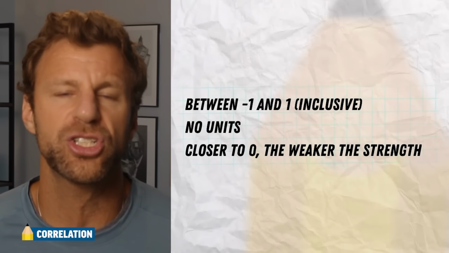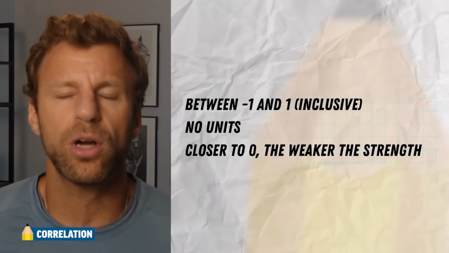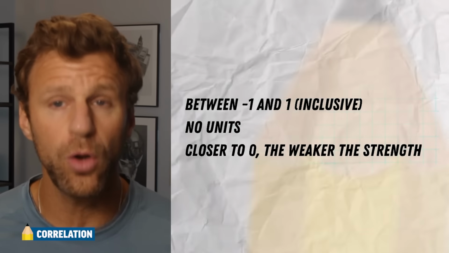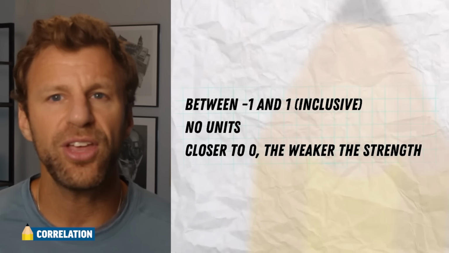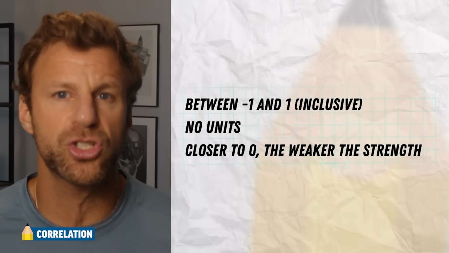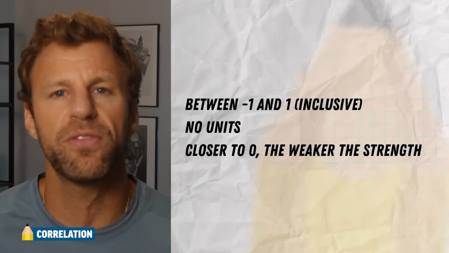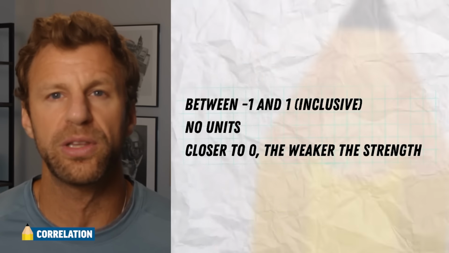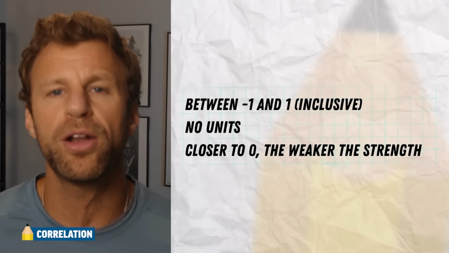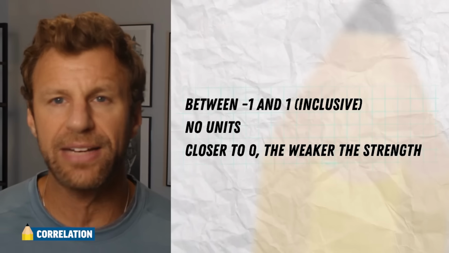That's pretty straightforward. Now, how does it quantify strength? Well, that's because correlation is on a scale from -1 to 1, including -1 and 1. Anything closer to 1 or closer to -1 is actually stronger. So the closer we get to a value of 1, the stronger the relationship in a positive direction. The closer we get to -1, the stronger the relationship in a negative direction.